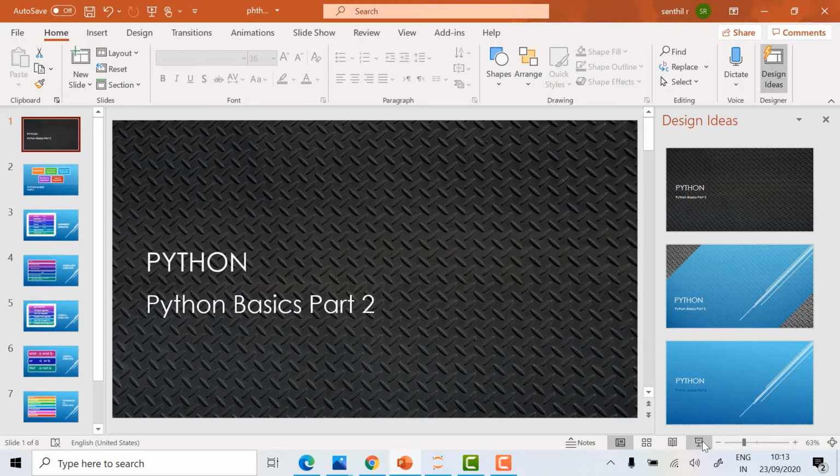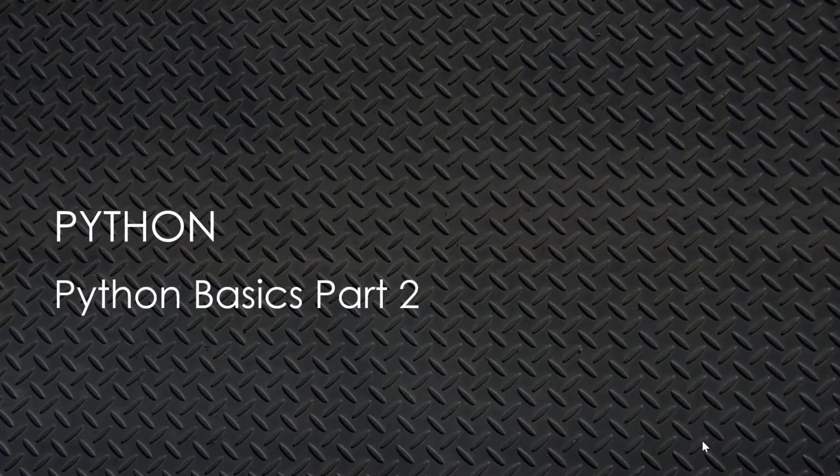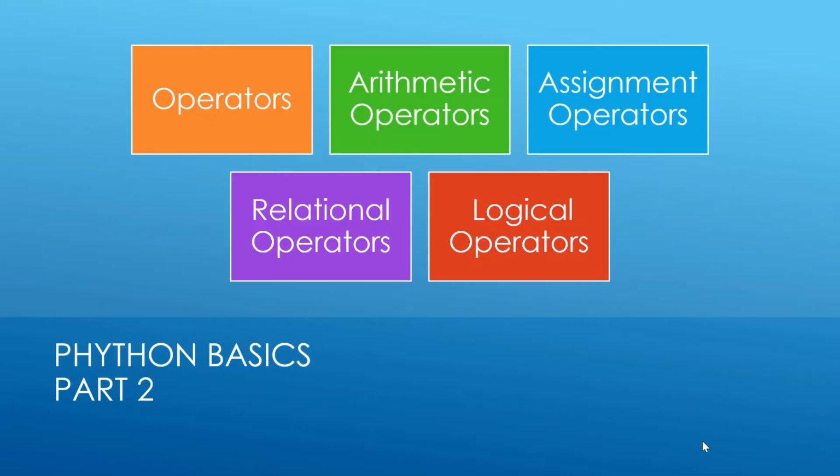So this is Python Basic Part 2. Part 1 is also uploaded on YouTube, where we saw the basics. Today we are going to see the operators involved in Python. The operators are majorly four. We have other operators also, but we'll be using only these major ones: arithmetic, assignment, relational, and logical. Like in C programs, we have similar operators.